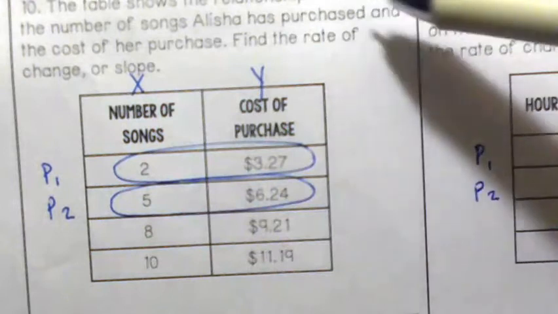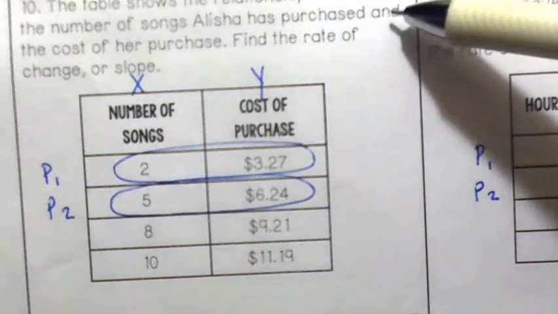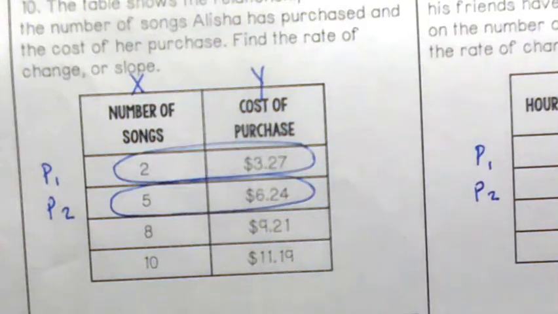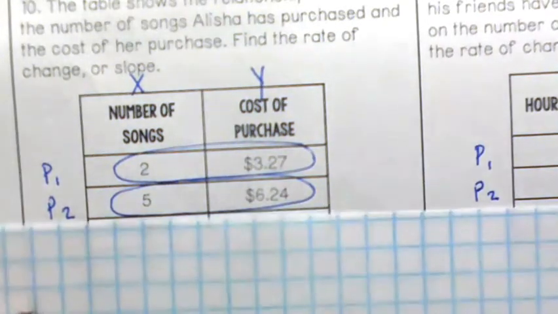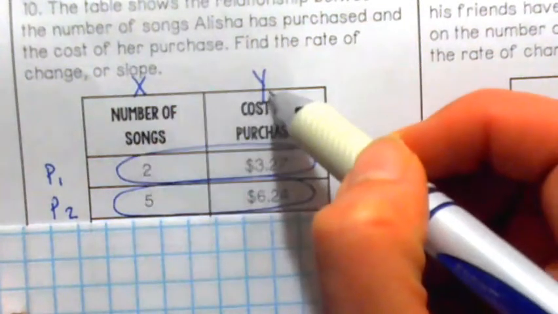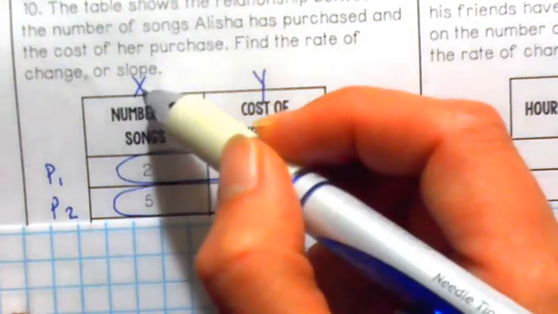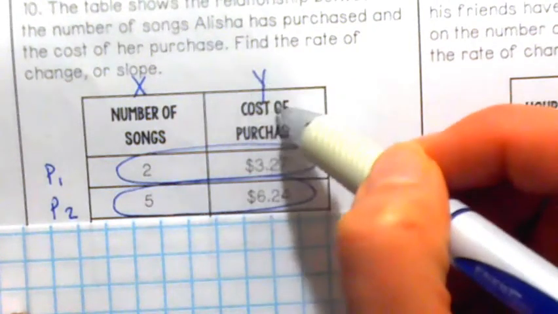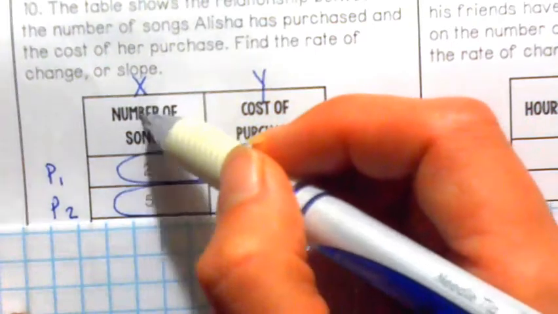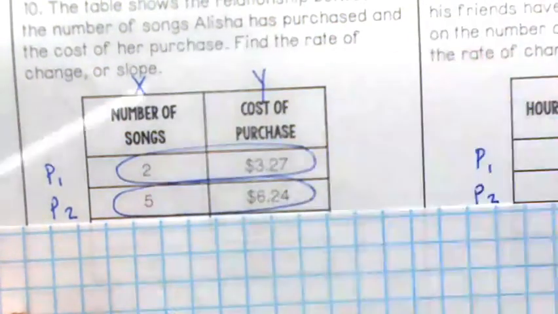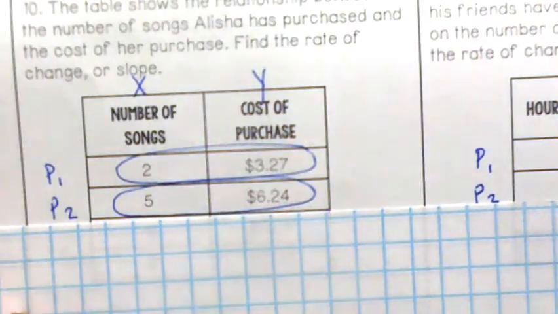So the table shows the relationship between the number of songs Alicia has purchased and the cost of her purchase. Find the rate of change or slope. Again, I just took the first 2 points. I said this was X and this is Y, because X is your independent variable and Y is your dependent. So the cost depends on how many you buy. It's not the other way around, that the number of songs you buy depends on the cost.